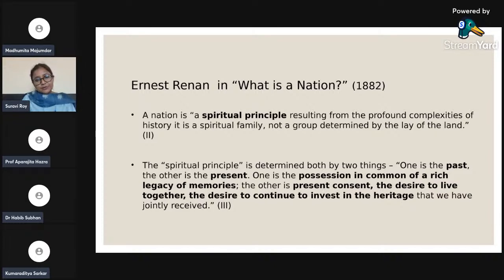He describes the spiritual principle as being grounded both in the past as well as in the present of a community. How is it located in the past? It is the collective memory of a heroic past that a group of people inherit. Something they can be proud of, a glorious history they can take pride in. It might not always be glorious. It can be a violent history which brings them together. So again, it's a collective memory of a past that gives a common platform and ties a group of people together.